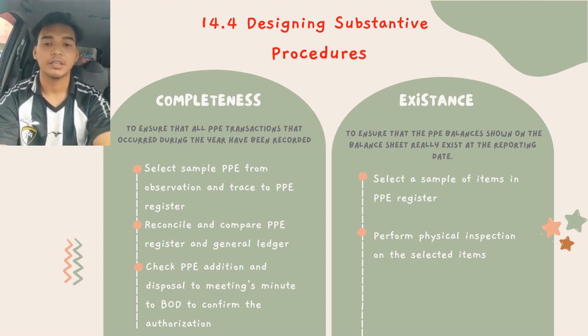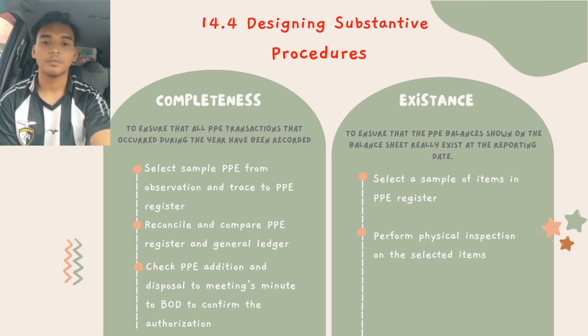The first assertion is completeness. Completeness is to ensure that all PPE transactions that occur during the year have been recorded. The substantive procedure is to select a sample of PPE from observation and trace to the PPE register. The second one is to reconcile and compare the PPE register and general ledger. And the third one is to check PPE additions and disposals to the meeting minutes of the board of directors to confirm the authorization. The second assertion is existence.